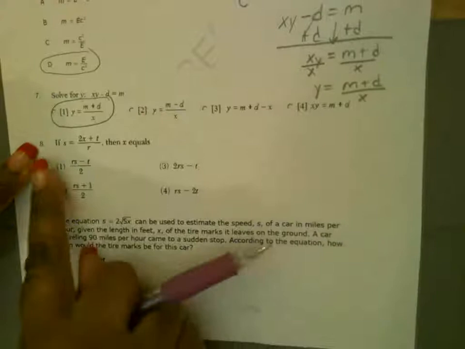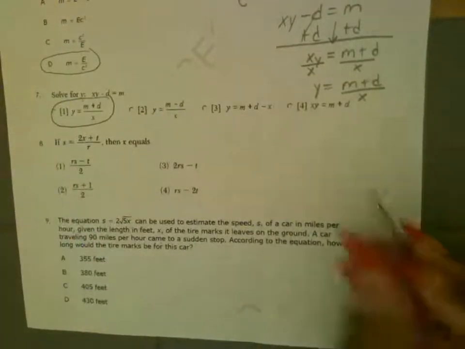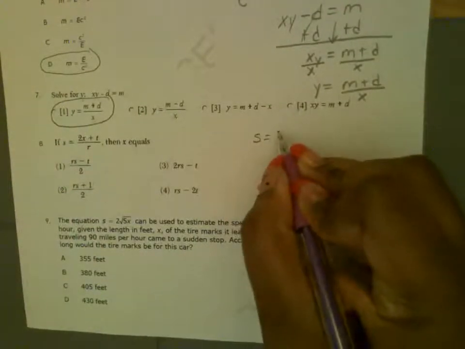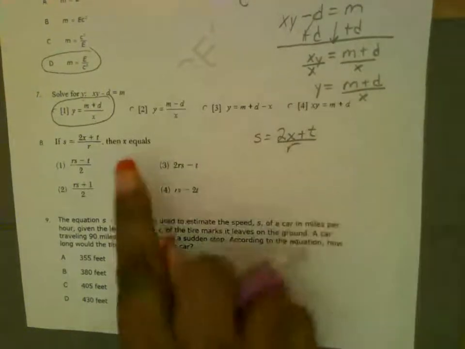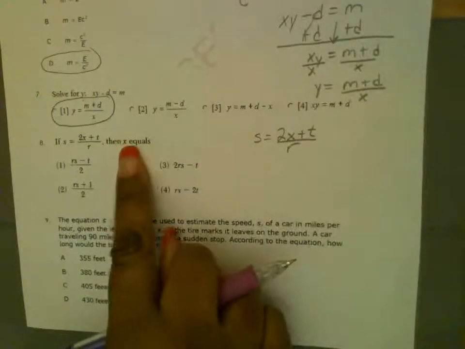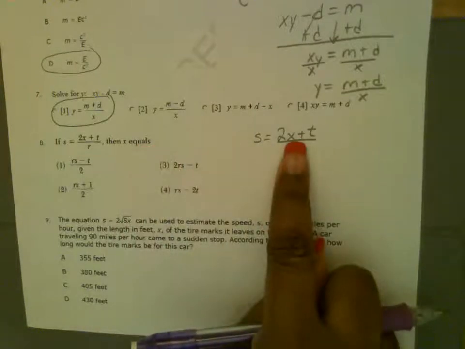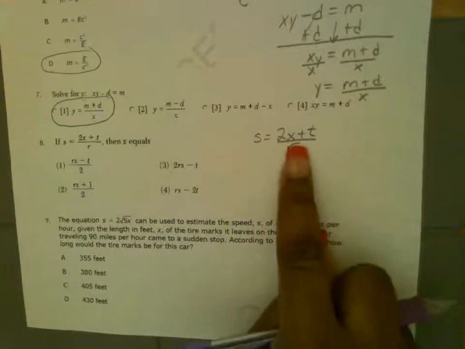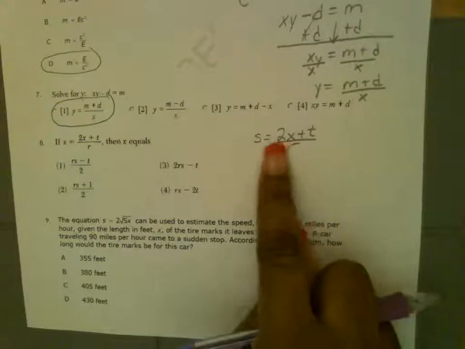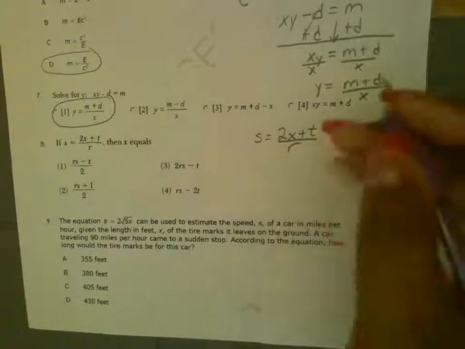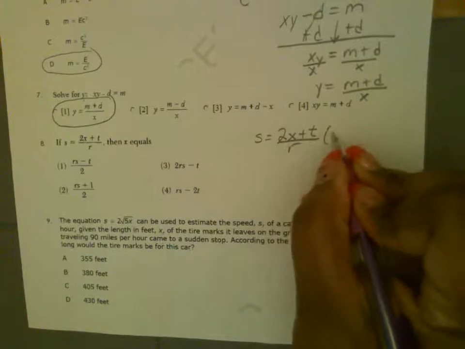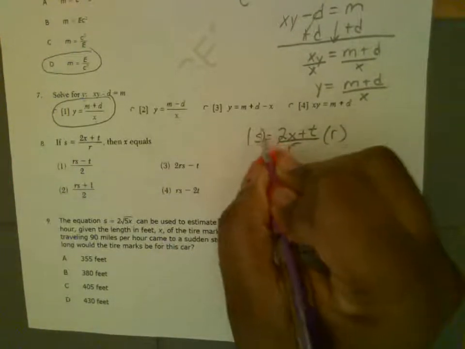All right. Okay, let's look at number 8. Again, this was a literal equation. We have s is equal to 2x plus t divided by r. Then x is equal to, so we're solving for x. So in order to solve for x, get rid of the r first. You can't move anything here until you get rid of the r. This is division, so you're going to multiply both sides by r.